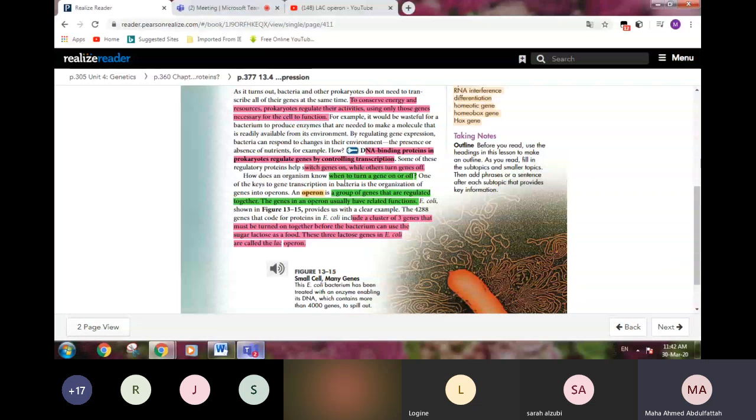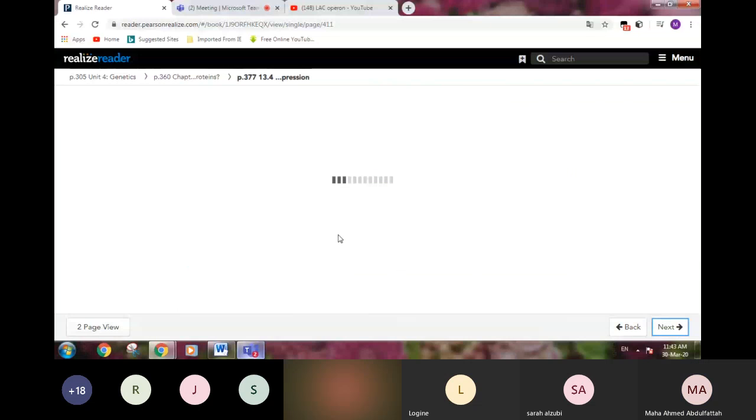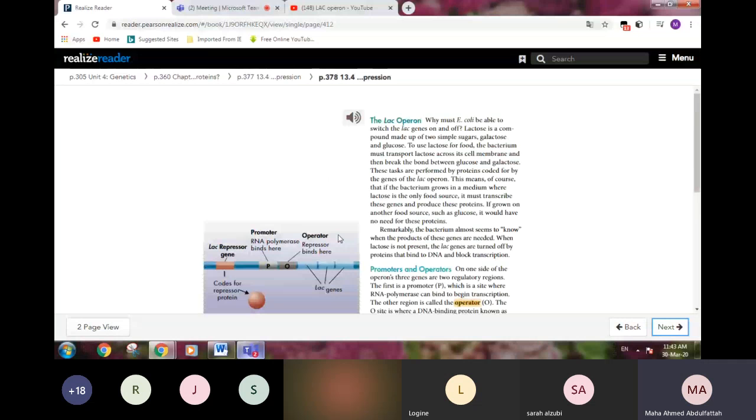So how to turn a gene on or off? By binding proteins. What is the meaning of operon? An operon is a group of genes that are regulated together. It means that genes in an operon usually have related functions. What does that mean? To make it more clarifying, let's move to the next page.